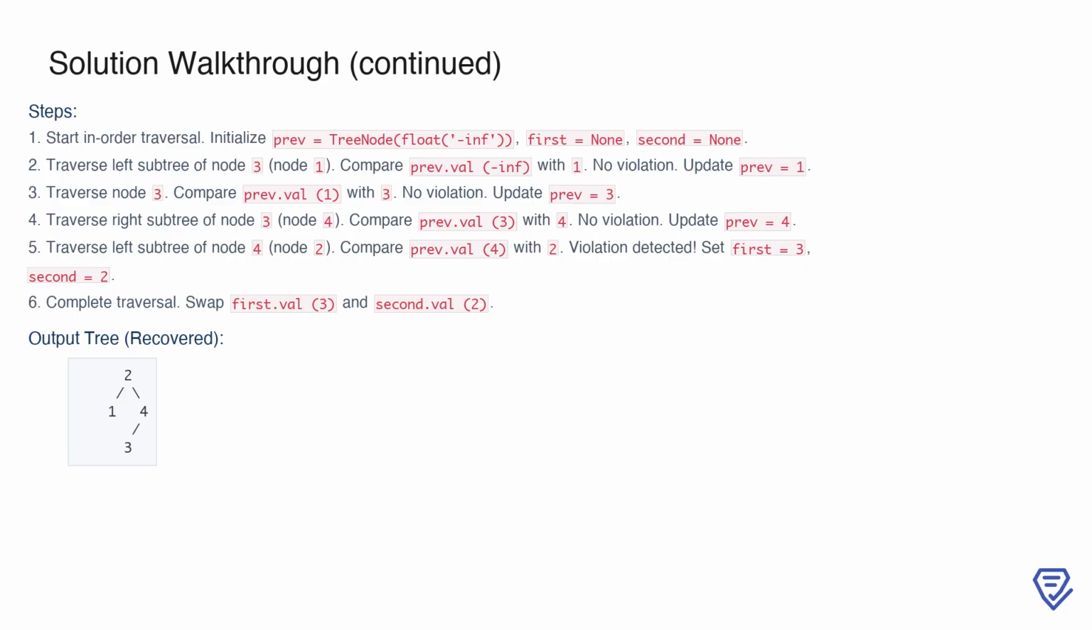We identify the first swapped node as 3 and the second as 2. After completing the traversal, we swap the values of these two nodes. The recovered tree now has 2 as the root, with 1 as its left child, 4 as its right child, and 3 as the left child of 4.